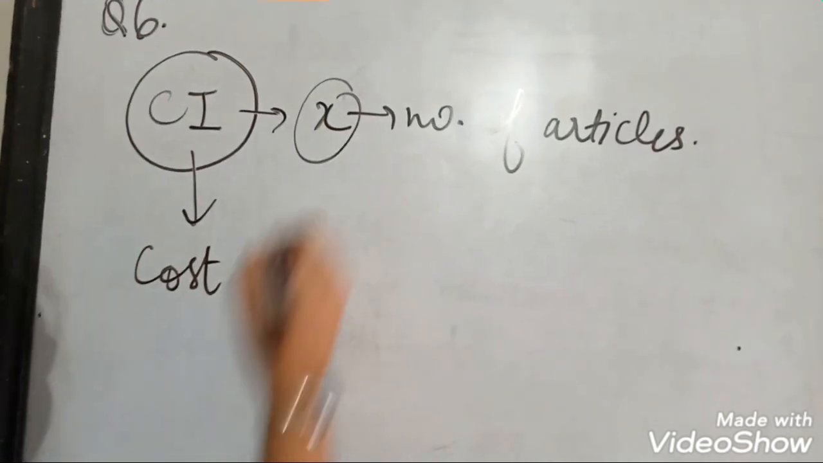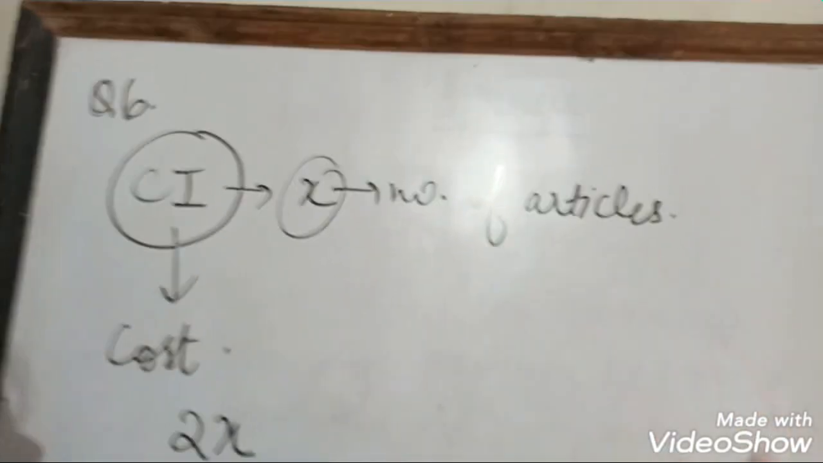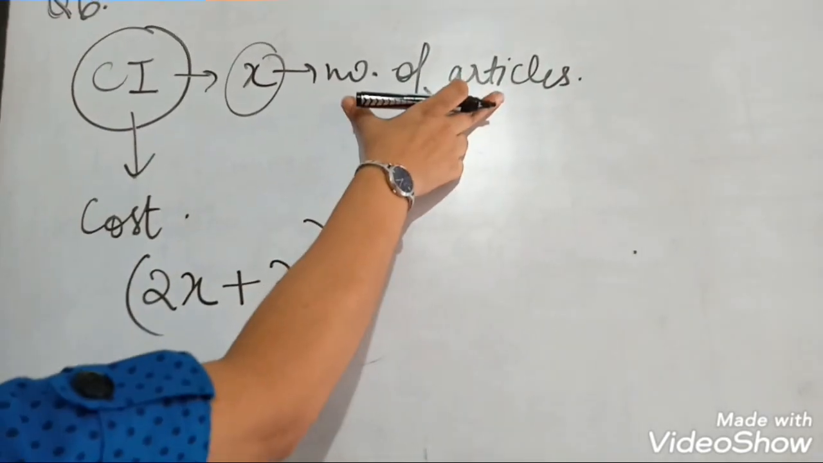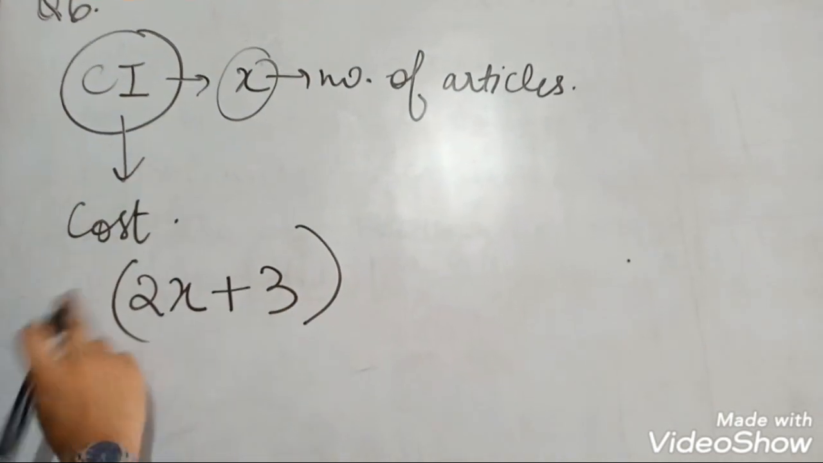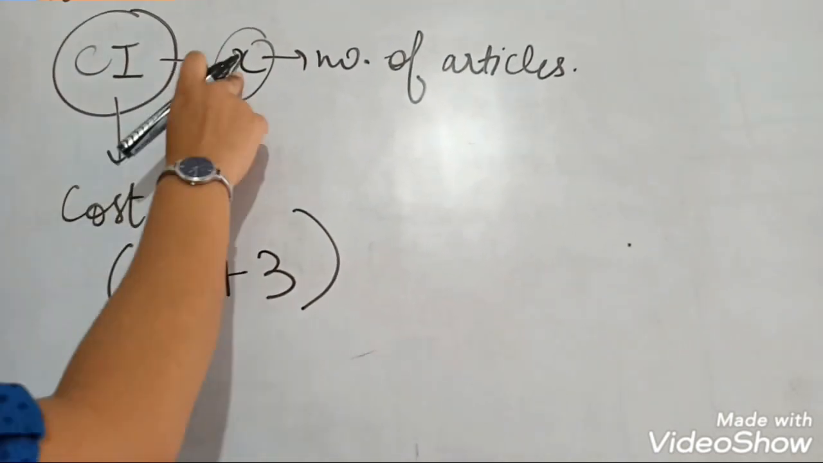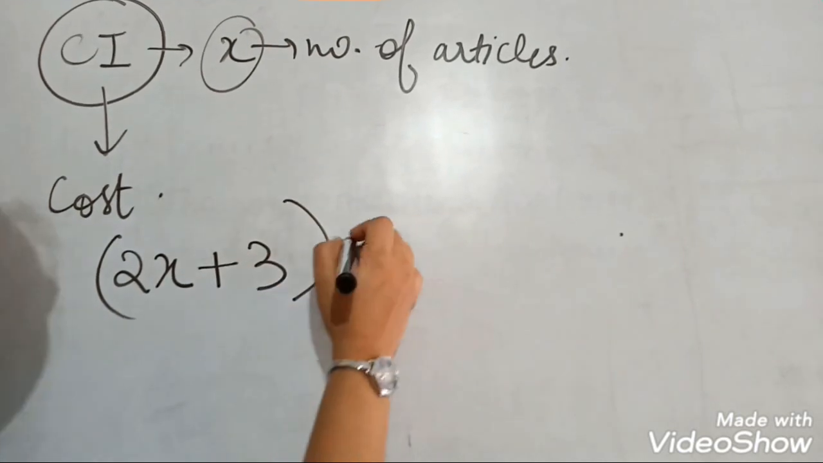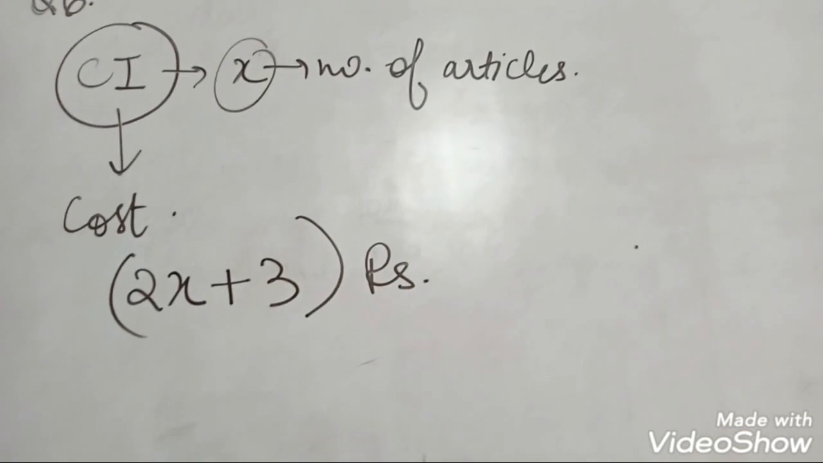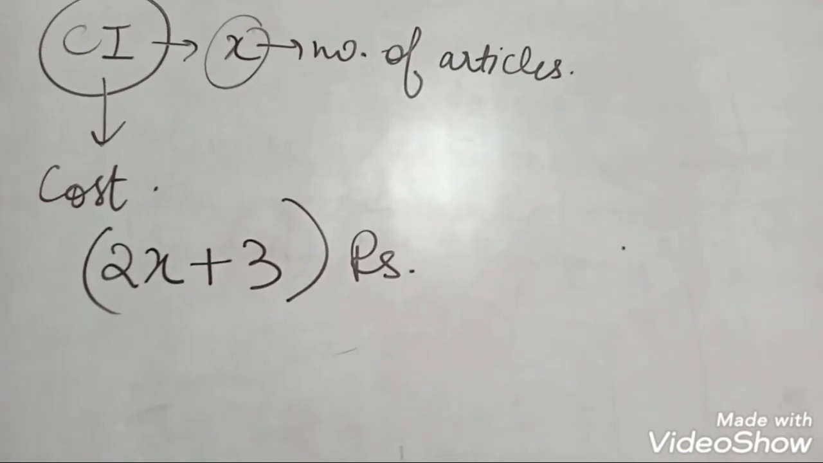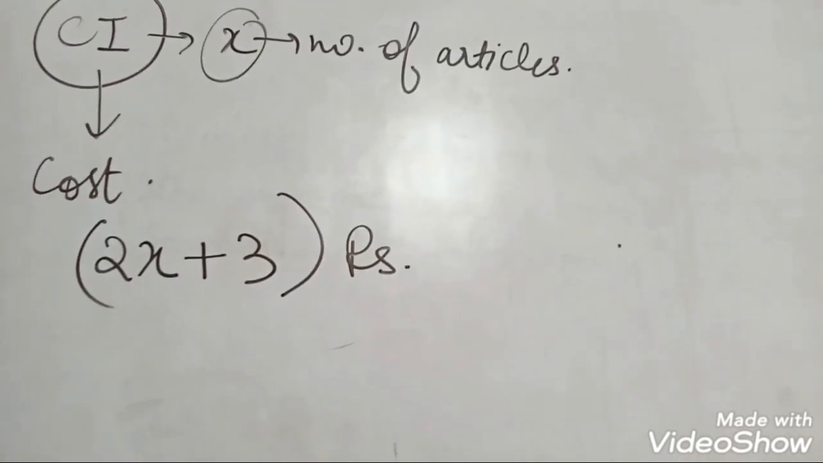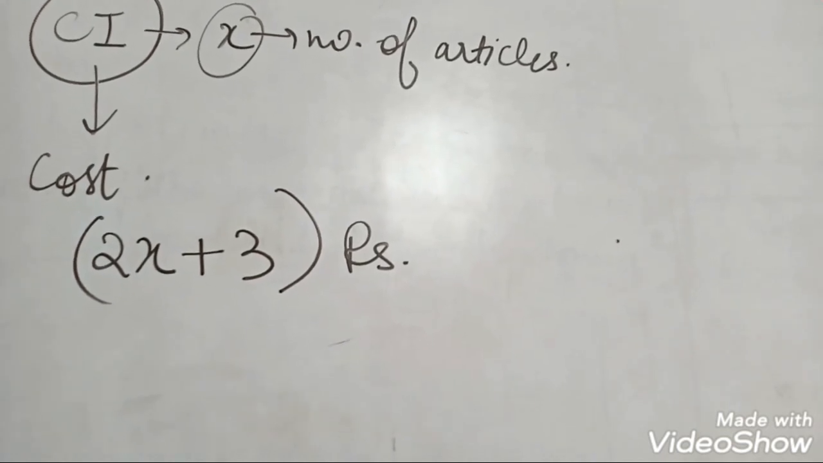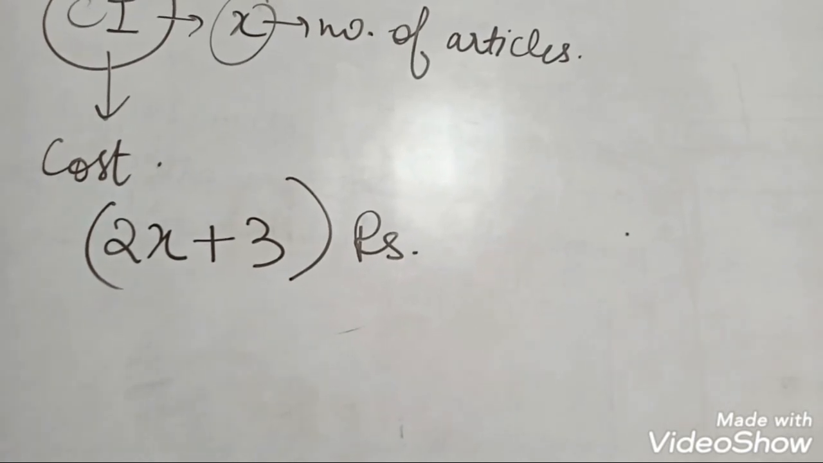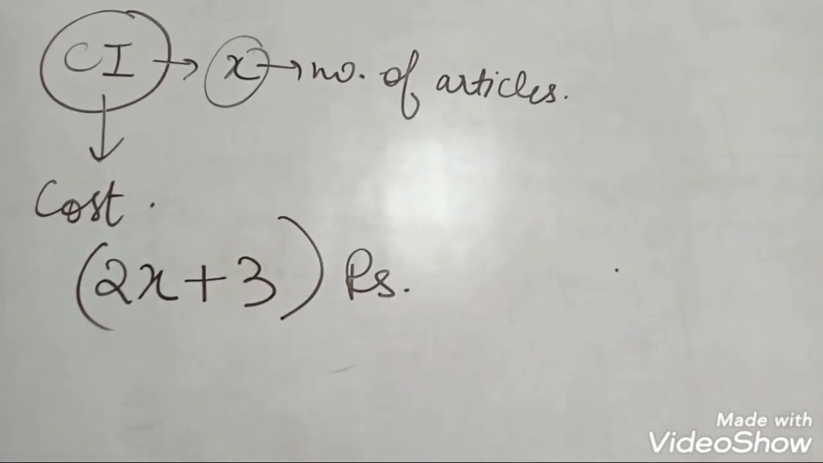Twice the number of articles is how much? 2x. And 3 more. So 3 more will be how much? Plus 3. Did you understand? Twice the number of articles and 3 more. So over here twice the number of articles will be 2 multiplied by x, 2x plus 3. This was the cost of production. And in the question they are asking, if the total cost of production on that day was rupees 90, we have to find how many articles were produced and the cost of each article. Rupees 90 is the total cost and they are asking us to find the cost of each article.